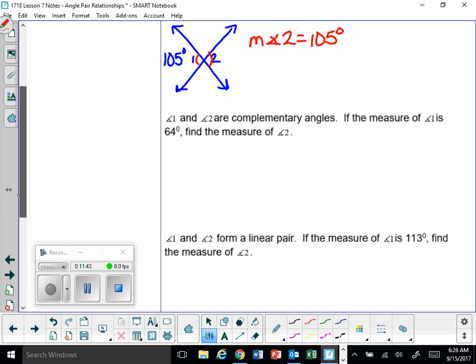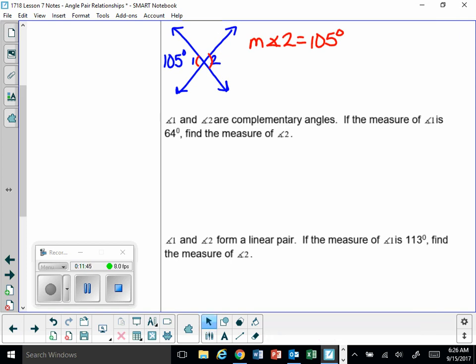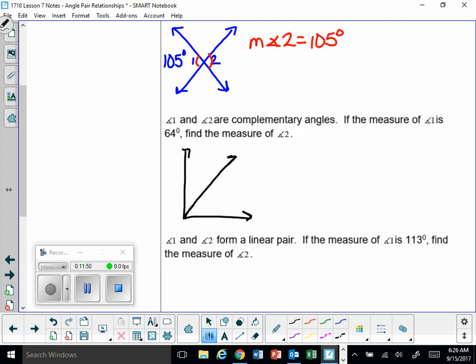Angles 1 and 2 are complementary. If the measure of angle 1 is 64 degrees, labeling my diagram, find the measure of angle 2. Well, I know that complementary angles add up to 90 degrees. So in this case, x would be 26. The measure of angle 2 equals 26 degrees.